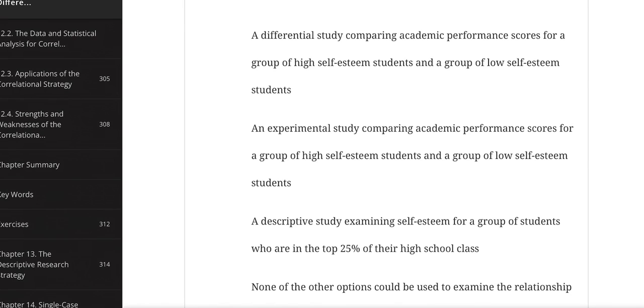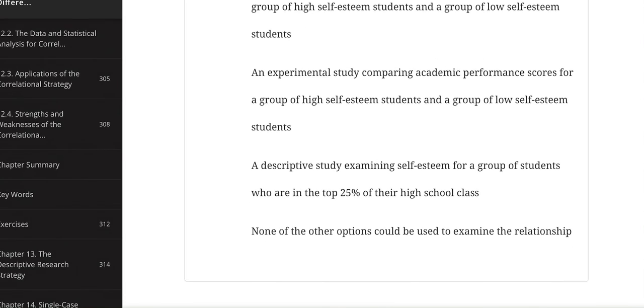An experimental study comparing academic performance, so that's exactly the same as the first answer, but it says experimental instead of differential. Well, we know that's not experimental, right? Because self-esteem isn't manipulated. They just took the already established self-esteem, like a participant variable. They took what already existed, self-esteem, and just separated them into groups based on their scores. That wasn't any kind of manipulation of self-esteem. So it would not be experimental there.